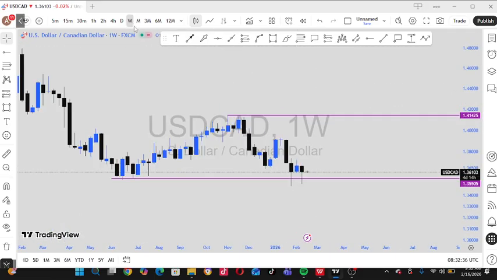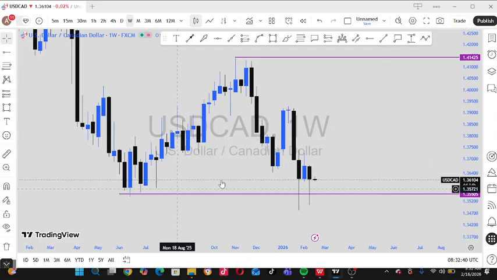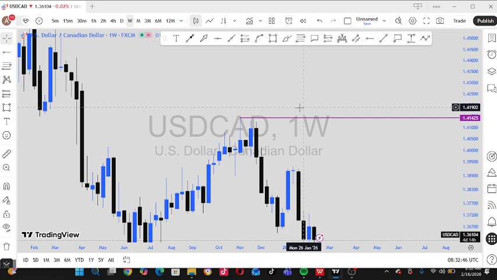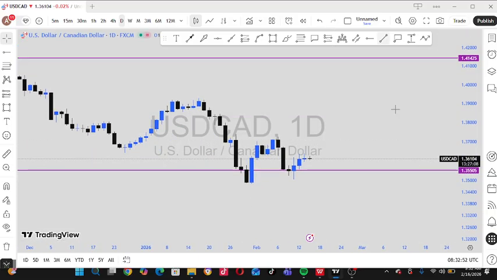Let's see the weekly time frame. On this weekly time frame, we still see that this market has swept sell side liquidity. We want it to come back to this buy side liquidity. On the daily time frame, we mark out our supply and demand as we always did.